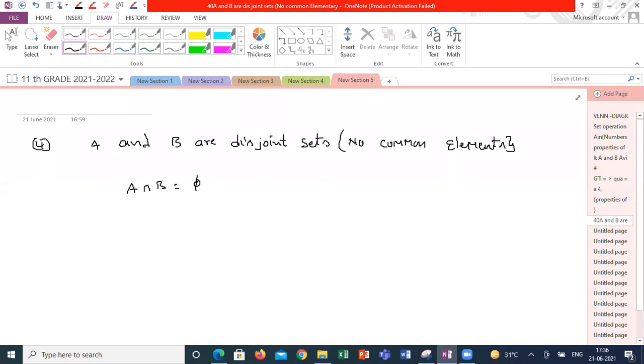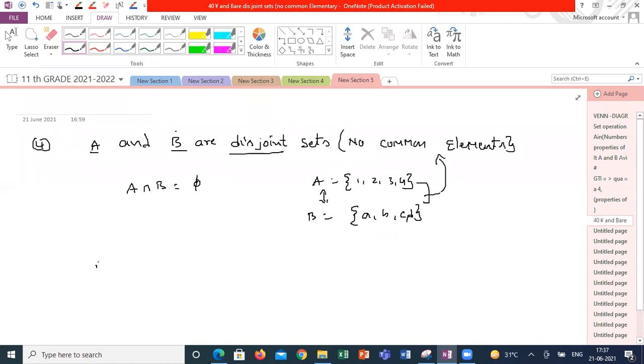Because disjoint means whatever elements are available in A, there are no elements available in B. Not even one element of B is available in A. It's completely different. Set A is 1, 2, 3, 4. Set B is A, B, C, D. I can say sets A and B are disjoint sets. If I am collecting the common elements of A and B, there are no common elements. That means these two sets are disjoint sets. No common elements, so automatically A intersection B is a null set.